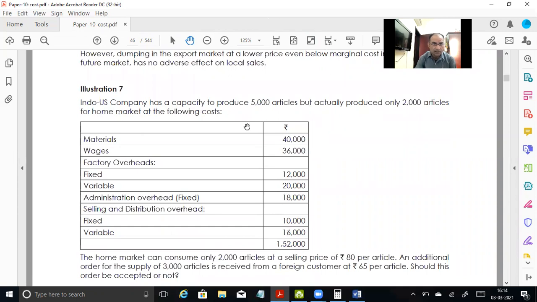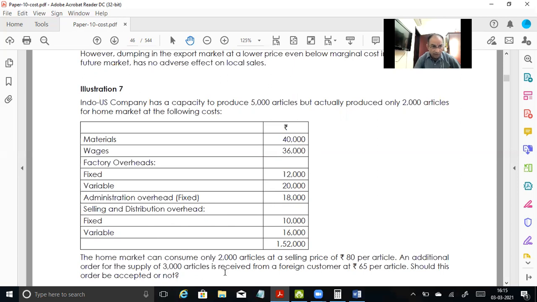Indo-US company has a capacity of 5,000 articles, but actually produces only 2,000 articles for the home market at the following cost. So capacity is 5,000, but they are producing only 2,000 in the local market. Material is 40,000 rupees, wage is 36, fixed overheads are given as 12,000, variable are given as 20,000, and administrative overhead is fixed, given as 18,000. Selling and distribution overheads are given in two portions, fixed and variable. Okay, fine. So total cost is coming to 1,52,000.